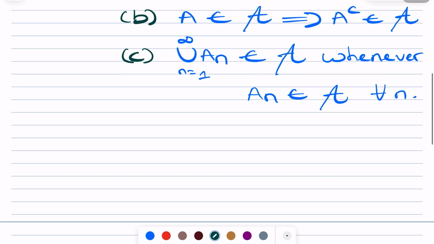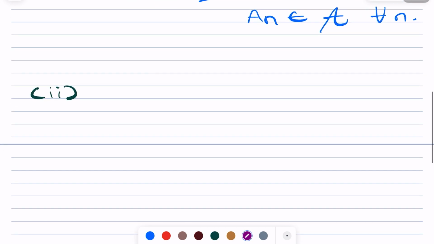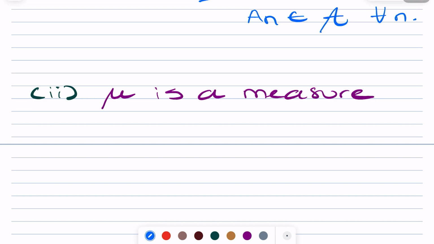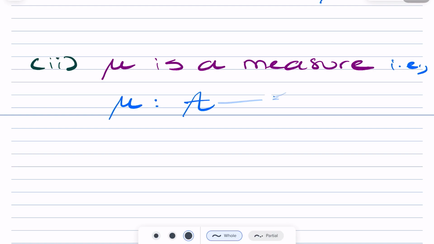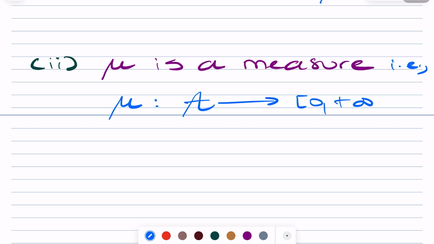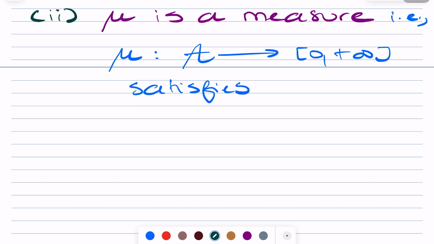Number 2, mu is a measure. So what does it mean? This means mu is a map defined on the collection A to [0, plus infinity], and mu satisfies, let's call it a: mu of the empty set is 0.